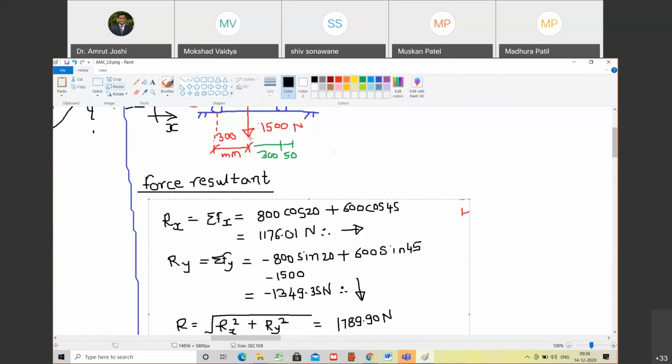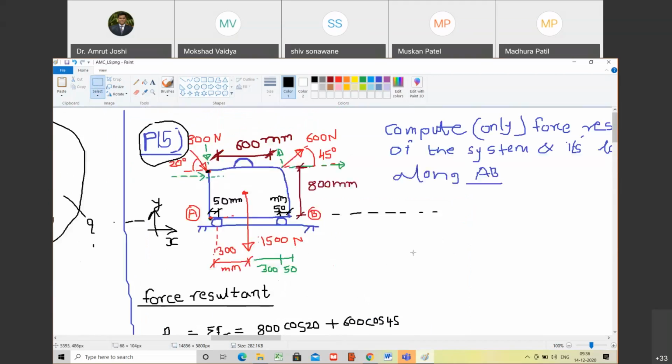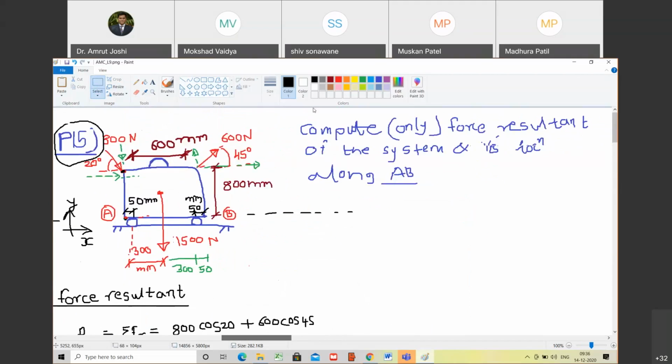So we have now found the force resultant, and the next question asked is to find a point along AB such that if I were to find the resultant at that point along AB, then the moment resultant is going to vanish. Are you with me? Yes, sir. So now what will we do? We don't know that point a priori, therefore we will assume that point to be lying somewhere.